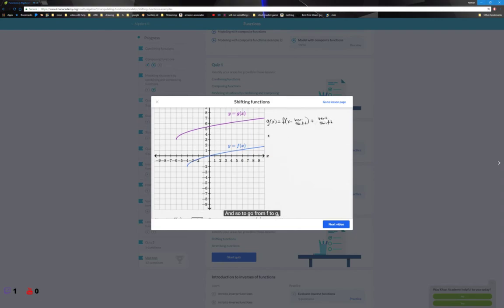And so to go from f to g, what is your horizontal shift? Well, if you take this point right over here, which should map to that point once we shift everything, your horizontal shift is 2 to the left. Or you could say it's a -2 horizontal shift. So that should be -2. And then what is our vertical shift? Well, we go from y equals -2 to y equals 3. So we're shifting 5 up. So this is a vertical shift of +5.